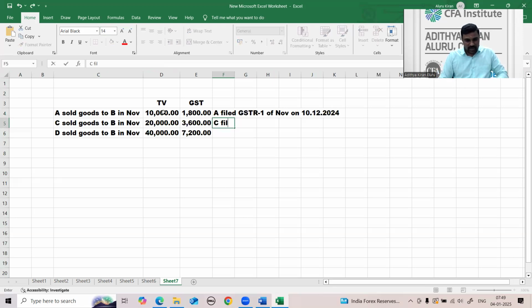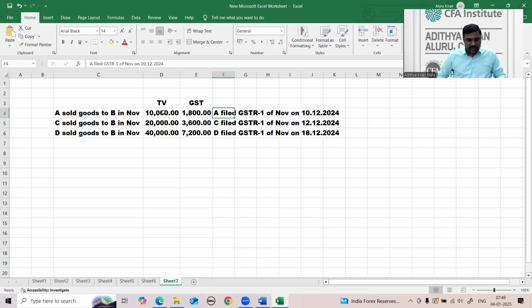C filed GSTR1 of November on 12th December 2024. D filed GSTR1 of November on 18th December 2024. Now all these three details will be reflected in the GSTR 2A of B for the month of November. All the three invoice details.